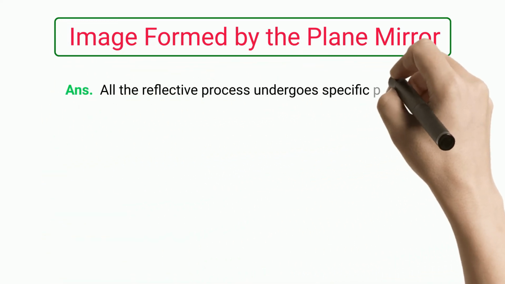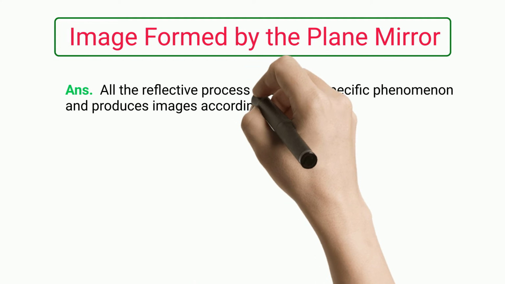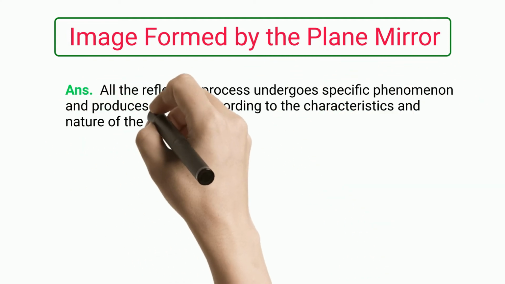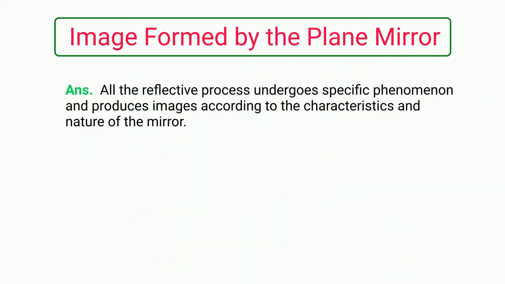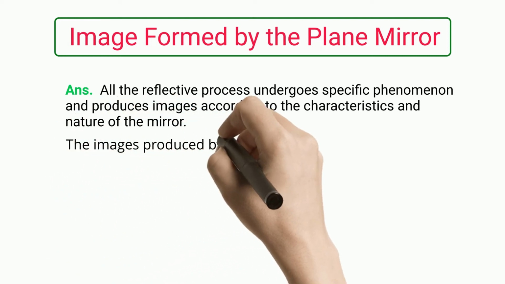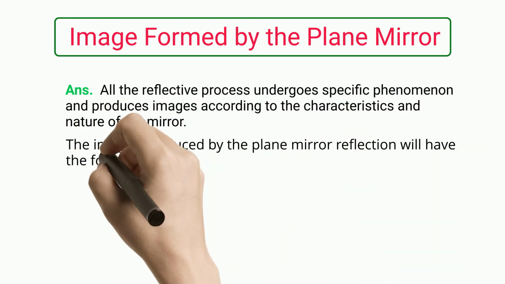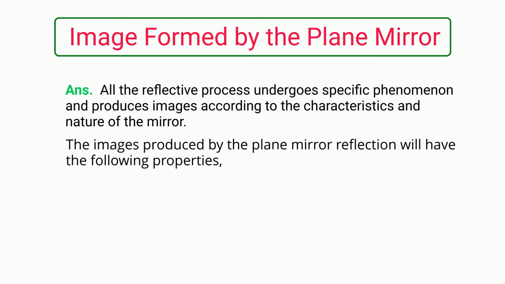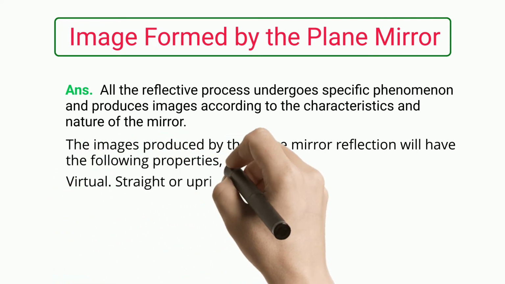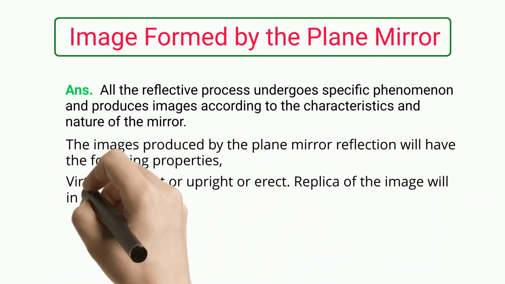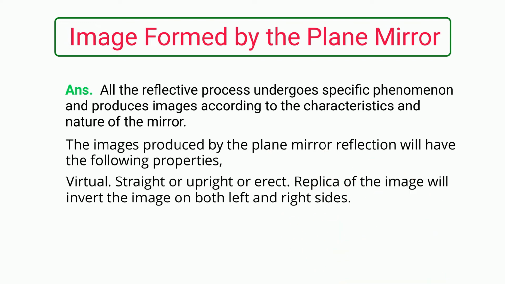Image formed by the plane mirror. All the reflective processes undergo specific phenomena and produce images according to the characteristics and nature of the mirror. The images produced by plane mirror reflection will have the following properties: virtual, straight or upright or erect. The replica of the image will be laterally inverted, swapping the left and right sides.